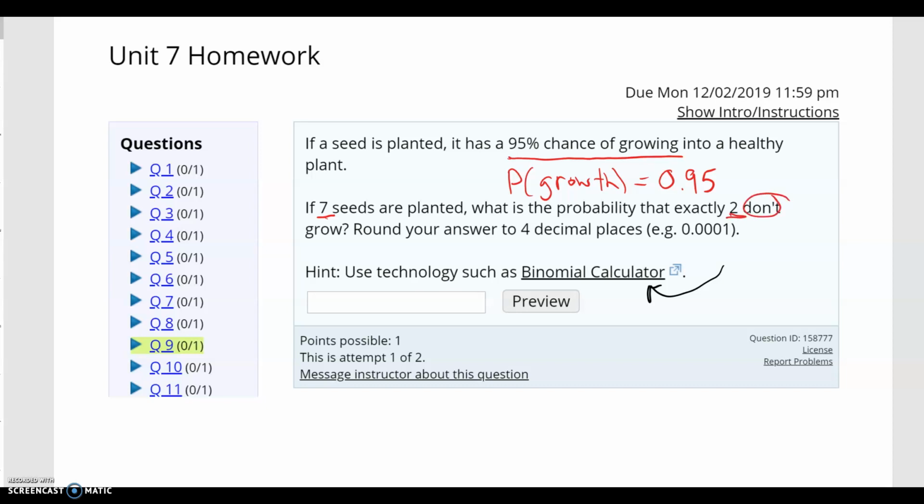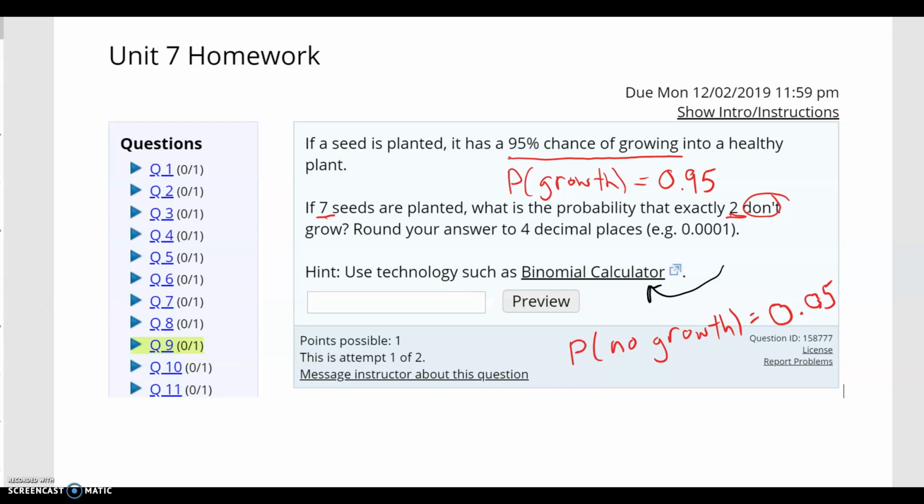So if I see the word don't grow, then I have to do this. If it's a 95% chance of growing, then the probability of no growth is equal to 0.05. Remember that this is called the complement, and to get this number, you could do 100% minus the 95%, or 1 minus 0.95. All right, so now I need to use that calculator link.